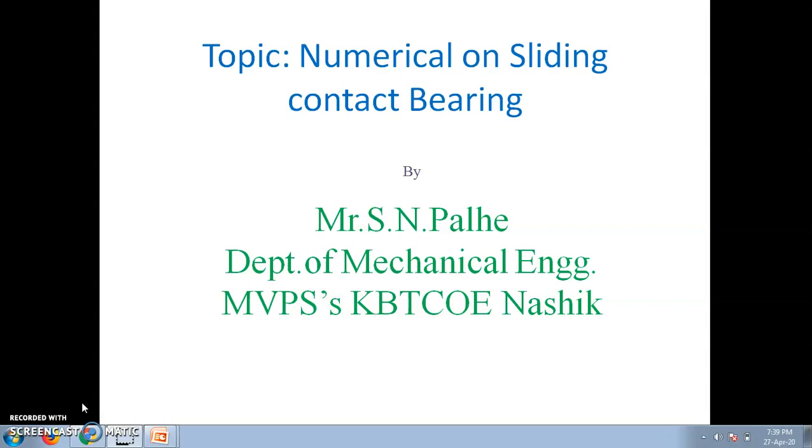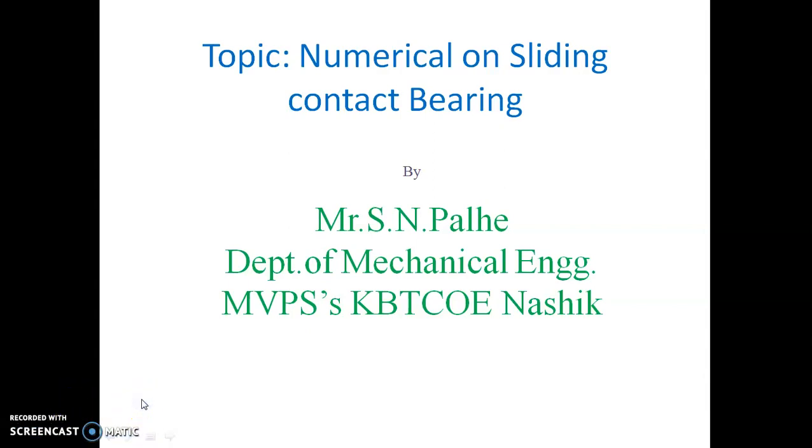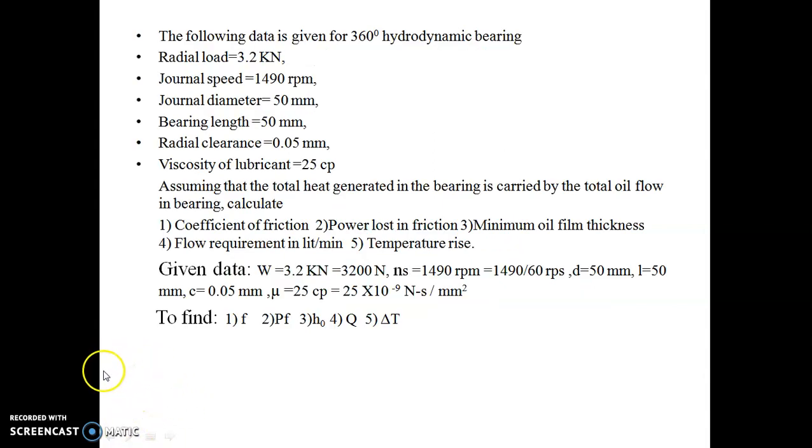Today's topic is numerical on sliding contact bearing. So we'll see how to solve the numerical on sliding contact bearing. The first one: the following data is given for 360-degree hydrodynamic bearing. Radial load 3.2 kN, journal speed 1490 rpm, journal diameter 50 mm, bearing length 50 mm, radial clearance 0.05 mm, viscosity of lubricant 25 centipoise.